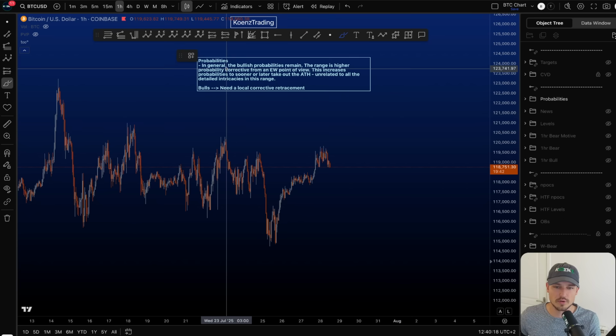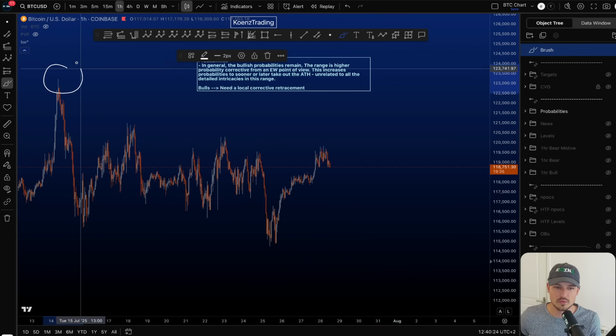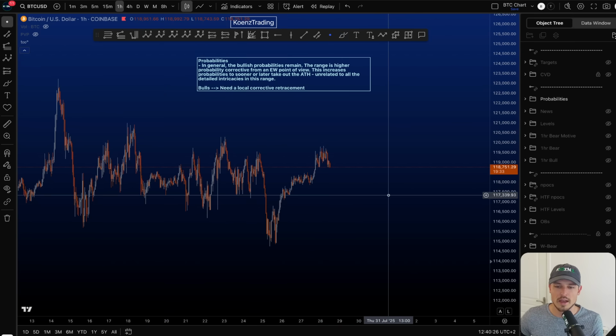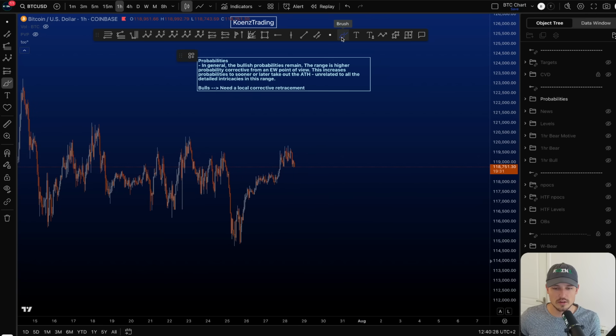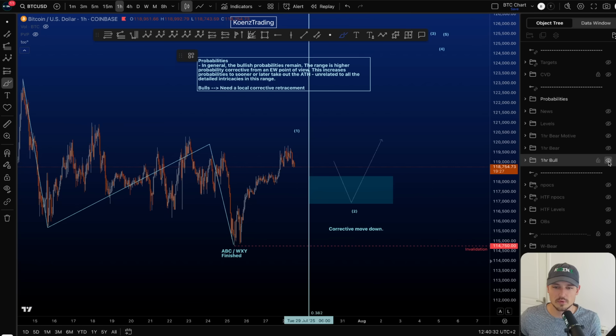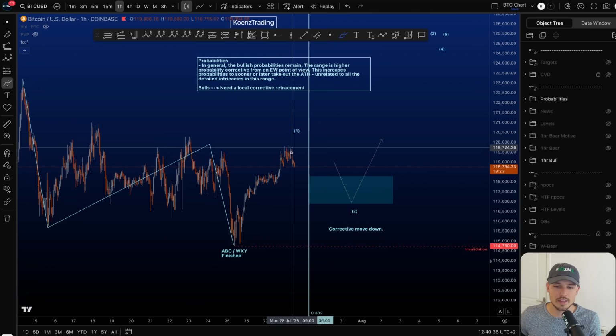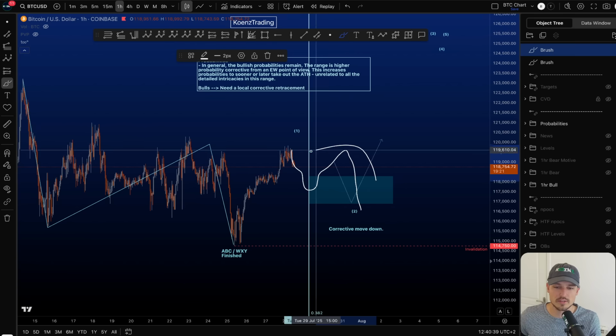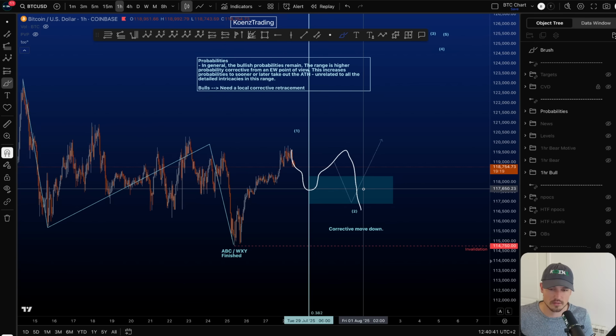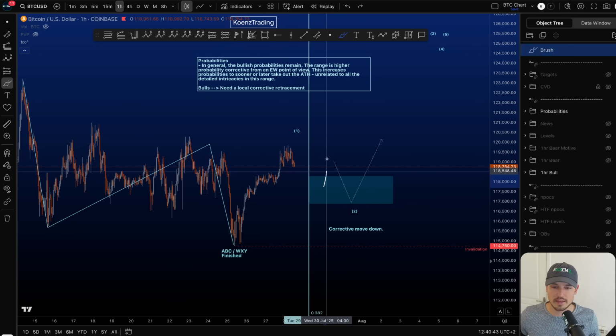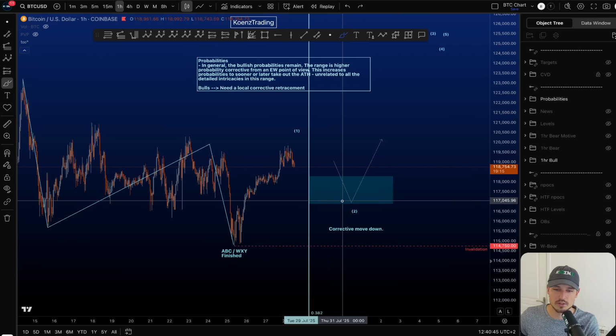So in general, the probabilities are higher for the bulls. The range is higher probability corrective, which increases the probabilities to sooner or later take the all-time high. However, in the different scenarios, as you have seen, we're looking for a retracement. In the bullish scenario, we're looking for a wave 2. Gotta give it a little bit of time. You want to see a nice 3-wave structure, right? And then preferably ending after at least the 0.382, which is not where we are at the moment.